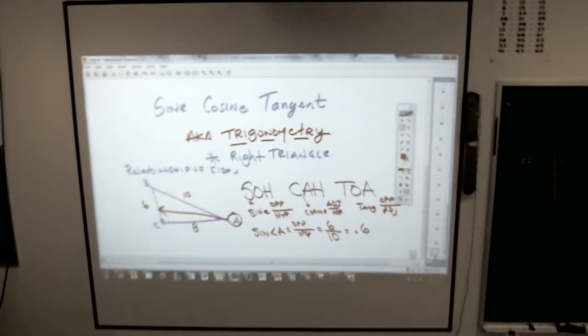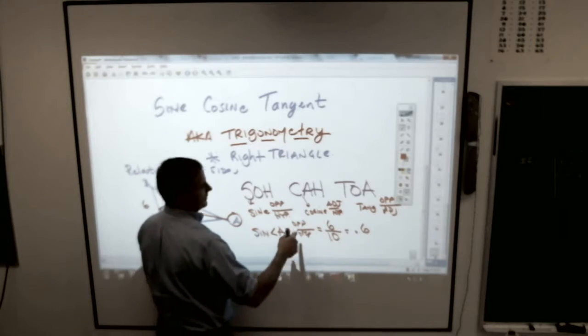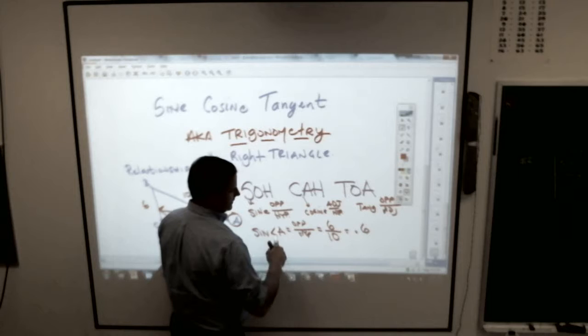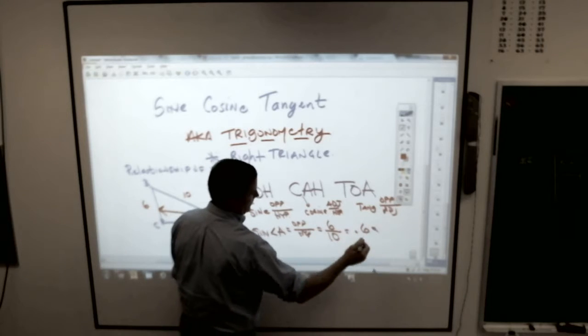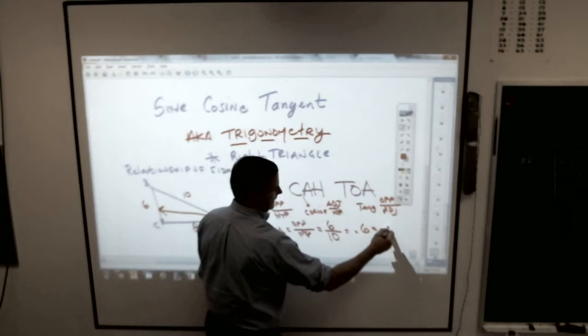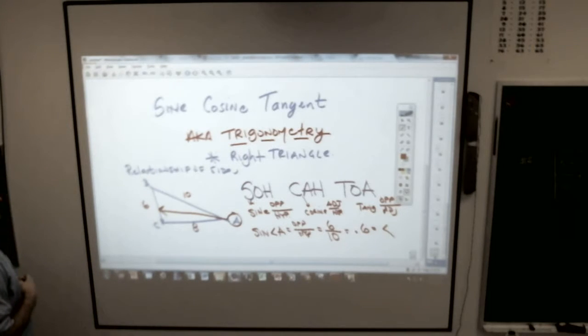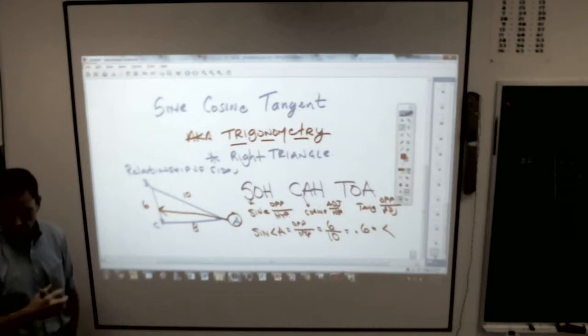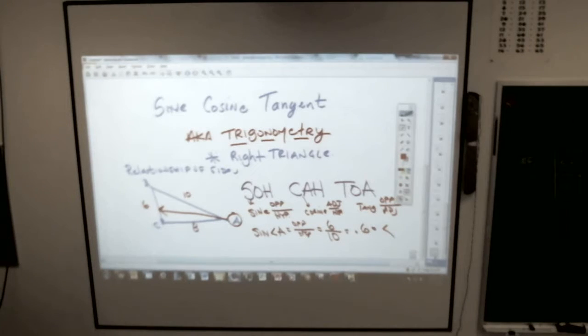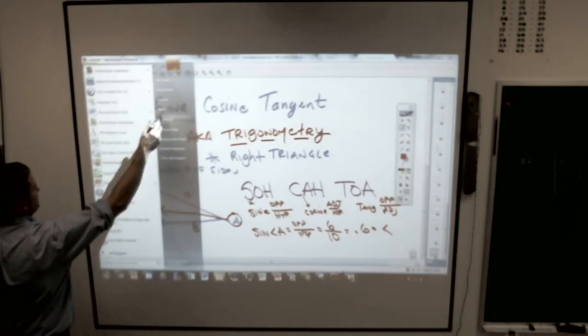Now you ask, what good is that? Well, if you know that the sine is 0.6, without measuring you can tell how many degrees this angle is, if I had the foresight to copy the trigonometric tables. Tomorrow we'll do that. We won't have time today, but I will show you.